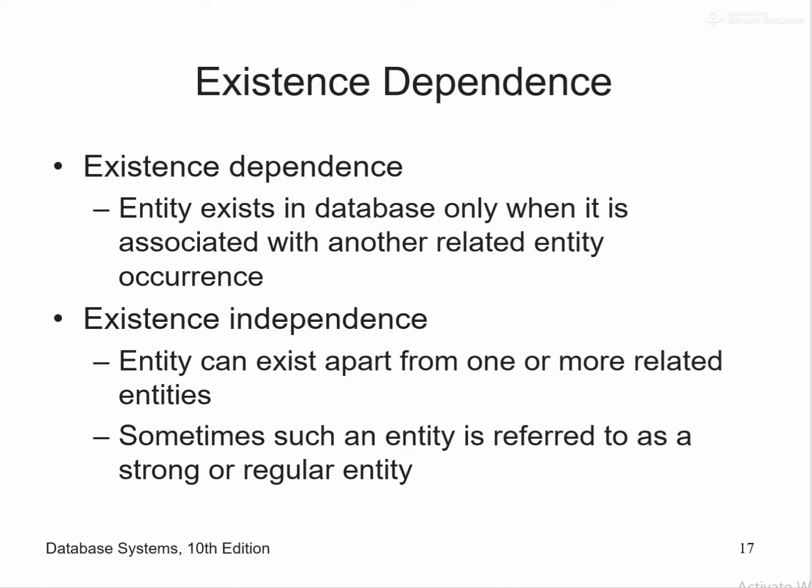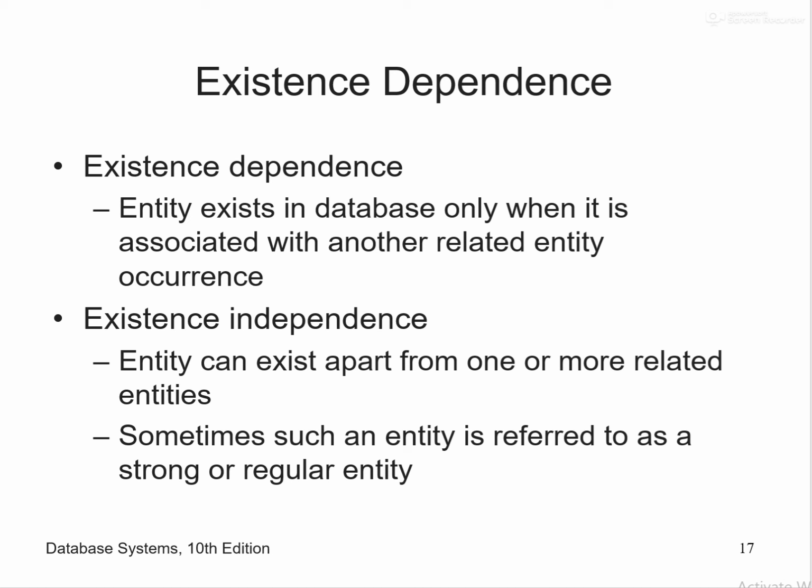Like we have the entities employee and employee dependents. Okay, so employee claims dependent. Now employee is an entity and dependent is an entity. Now dependent is the entity whose existence depends on the employee. If employee does not exist, the dependent of employee cannot exist. Okay, so this is an example of existence dependence.